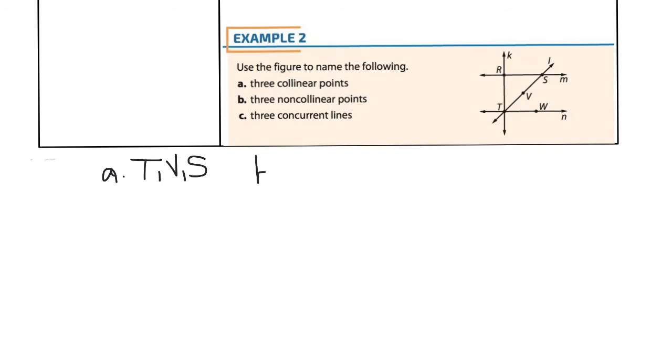B, 3 non-collinear points. This is pretty easy if we did this. How about R, T, and V? Or I could have said R, T, and W. Those would have worked as well. And then C, 3 concurrent lines, which means they intersect in a single point. Well, the only point I see of intersection there for 3 lines is the point T.